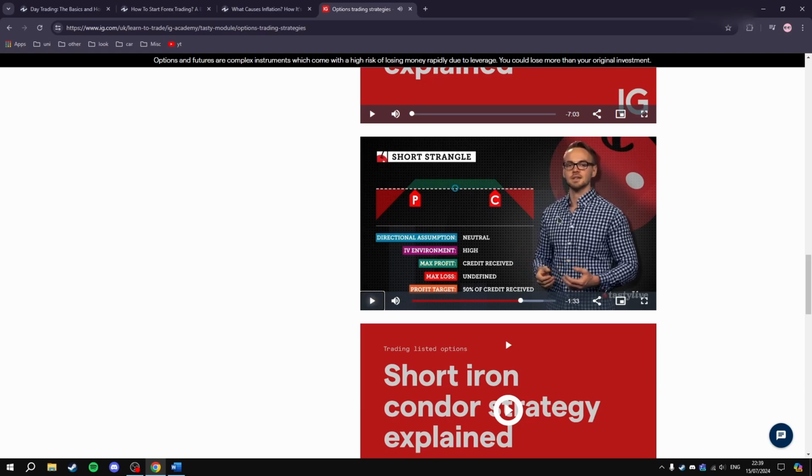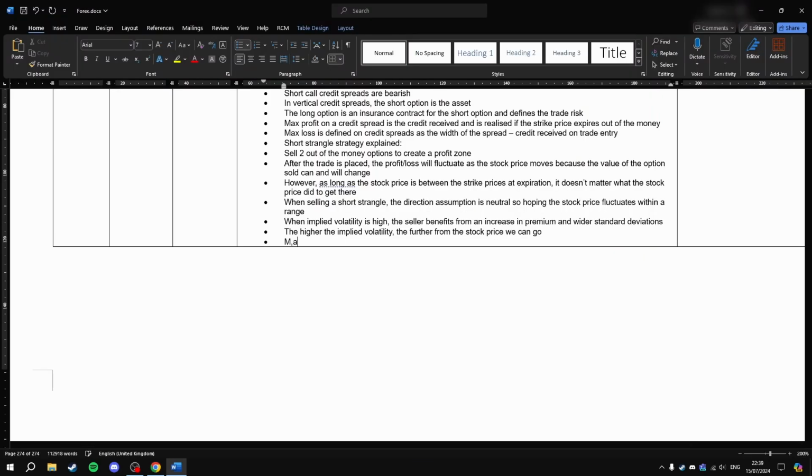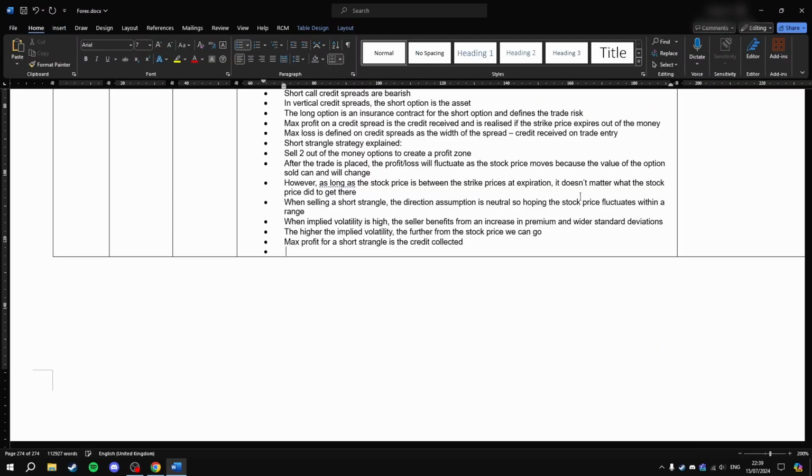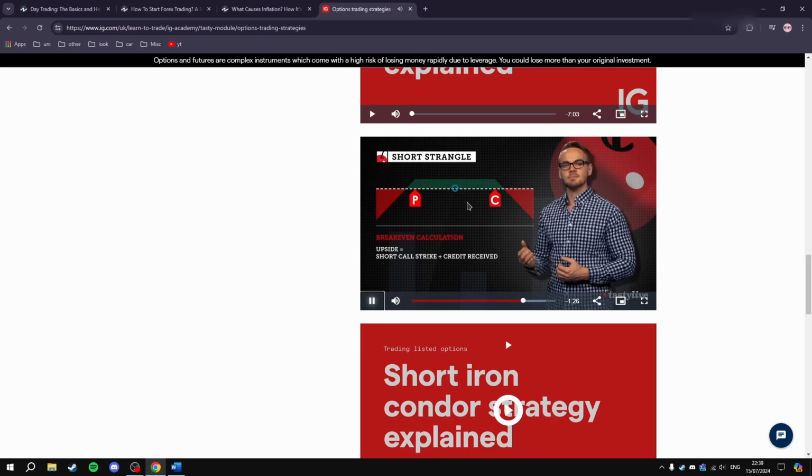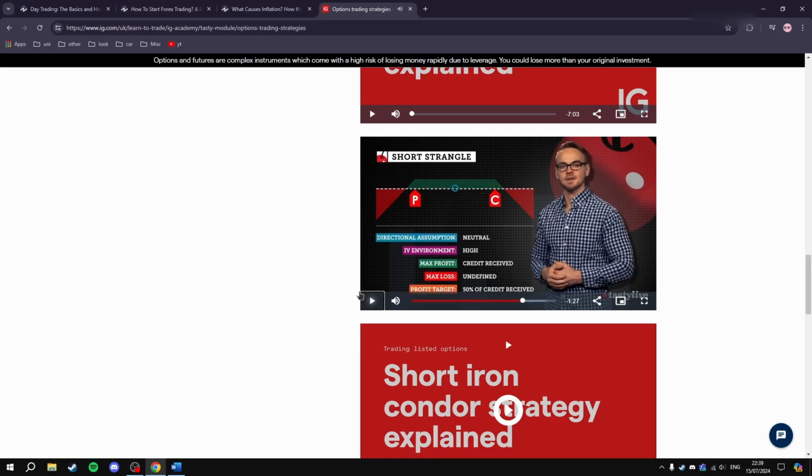So, max profit for a short strangle is the credit collected. For a strangle, this happens when the stock is between our short strikes at expiration. Maximum loss is undefined, because the stock could go there, or there, so undefined, unlimited. Profit target: 50% of credit received.